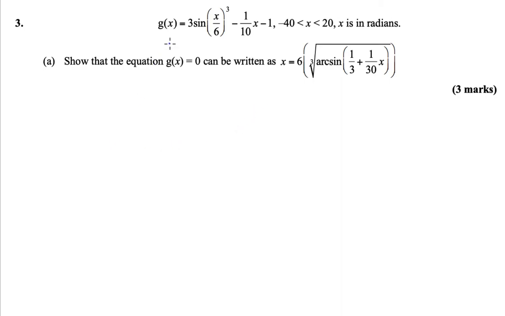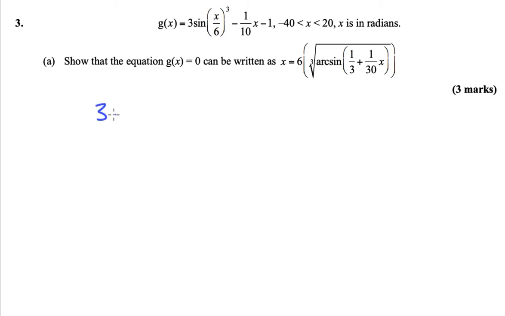Question 3 starts off by giving us this function. X is in radians. We've got a range of values that x can take between -40 and 20. It says show that it can be written as x equals 6 lots of the cube root. So that looks like we're making this x the subject here.